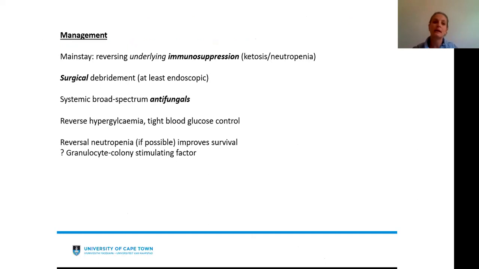When we talk about the management, the mainstay of management really is trying to reverse that underlying immunosuppressive cause. This could be ketosis or, if possible, even your neutropenia. You have to have surgical debridement, at the very least endoscopic debridement, and you have to initiate broad spectrum antifungals. It's very important to manage that hyperglycemia with very tight glucose control. And studies have shown that if you are able to reverse the neutropenia, it actually improves survival. In this regard, they do talk about whether or not there's a role of granulocyte colony stimulating factor to address the neutropenia.